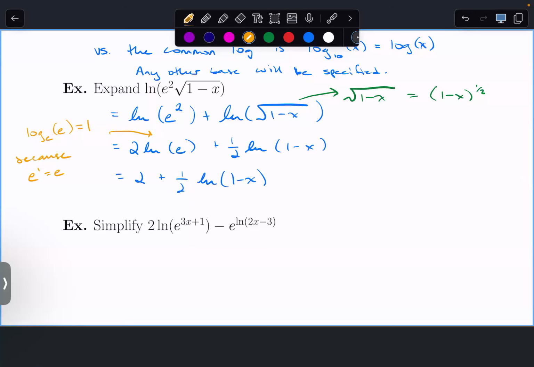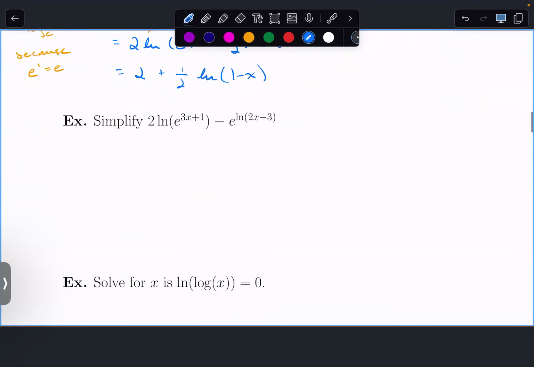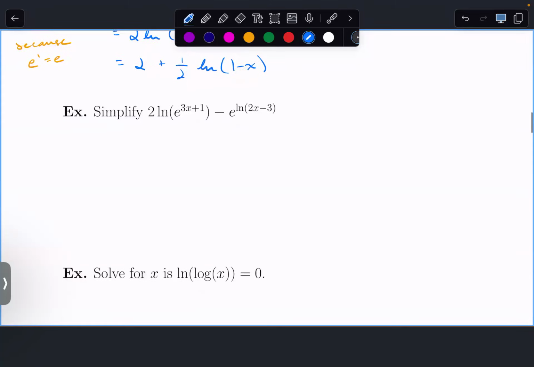About the next one, we have to simplify. 2 times the natural log of e to the 3x plus 1 minus e to the log of 2x minus 3. And I confessed last day, because the natural log is my go-to log, I often just call it the log, and I understand that's confusing, and I'm trying not to do that. But old habits, old academic habits.